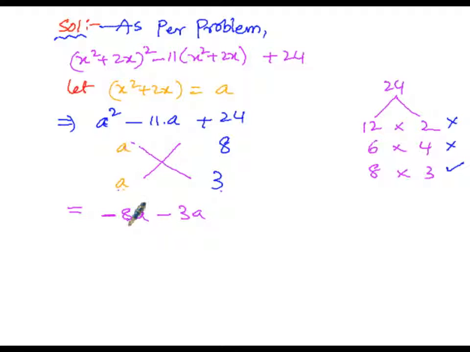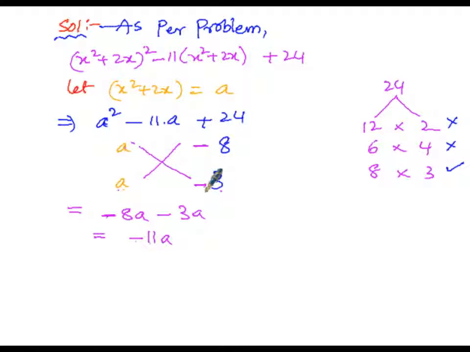So minus of minus will be plus. So let us add up. 8 plus 3 is 11a. Then to assess the sign among 3 and 8, 8 is greater, its sign is minus. So 11a must be assessed as minus. In this manner I got minus 11a, which is the middle term. So 8a must be negative, a into 8 is 8a, and 3a must be negative, a into 3 is 3a.